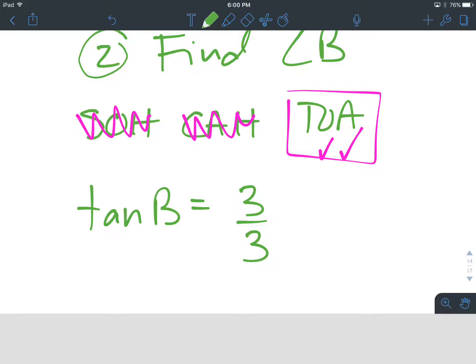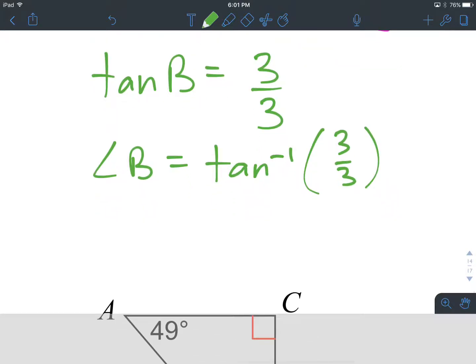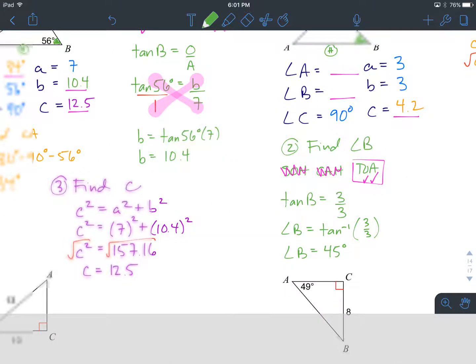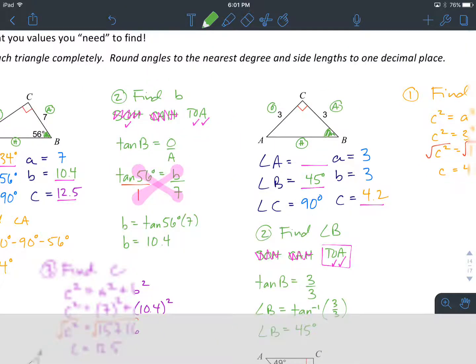We're after angle B, so if you recall from finding angles, the way to do that is to do the inverse tan of 3 over 3. And I'm going to type that into my calculator. So I'm going to set up the inverse tan of 3 divided by 3. I'm going to close my bracket, and that's going to give me 45. And I'm going to put that into my table. So there we have 45 degrees.